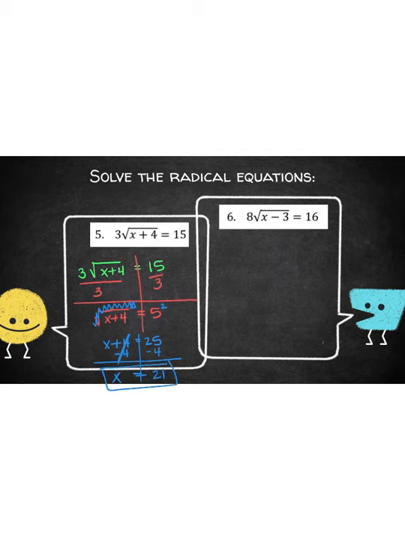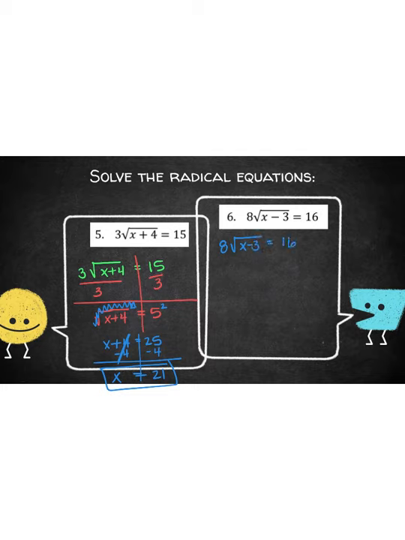Okay, we're going to do the same thing with number 6. We have 8 times, and then we have under the radical, x minus 3 equals 16. So I'm going to rewrite that. So I'm going to have 8, and then my radical, x minus 3, all under there, equals 16.